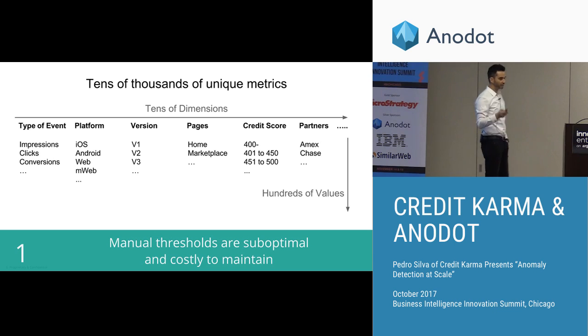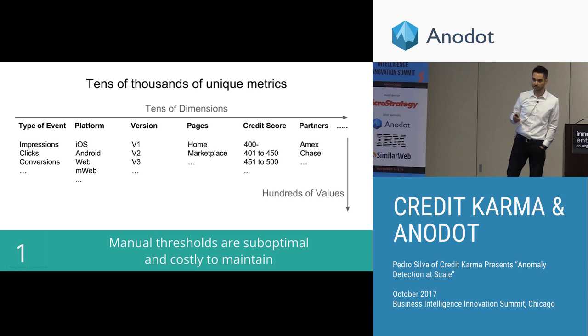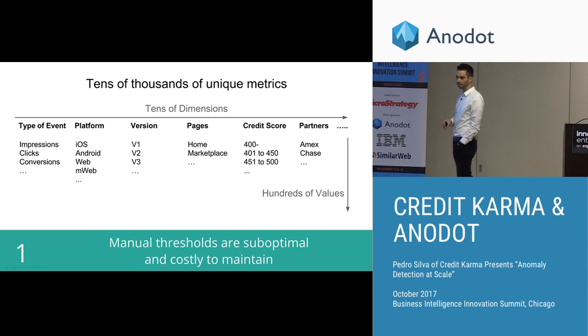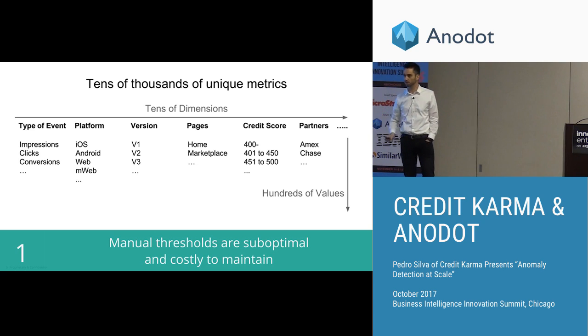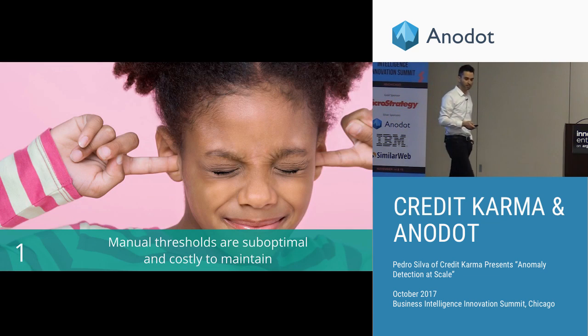Right now, we're measuring actually tens of thousands of metrics in real time, and it's impossible to keep up manually with all the thresholds across all of these metrics. So we need an automated solution.